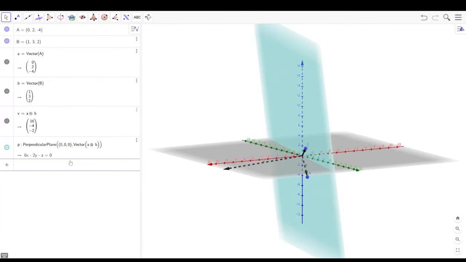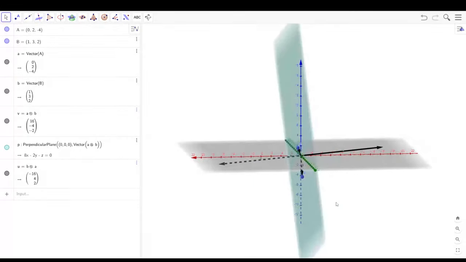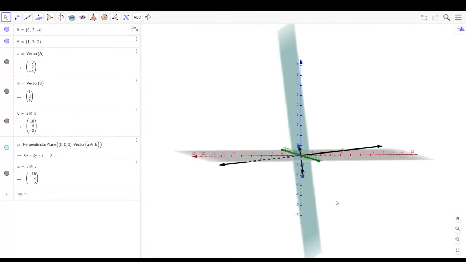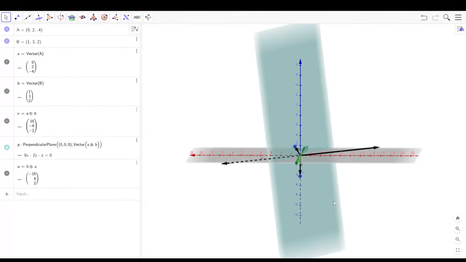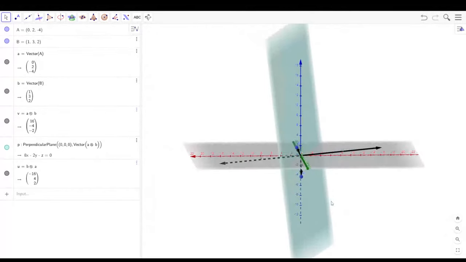Now, let me just show you something. I'll do the cross product the other way around, right? So let's do B cross A. Oh my goodness. Now the vector's pointing in the opposite direction, okay? So the order does matter when you do cross products. A cross B is not the same as B cross A, right? They're equal up to a negative sign. Okay? All right.